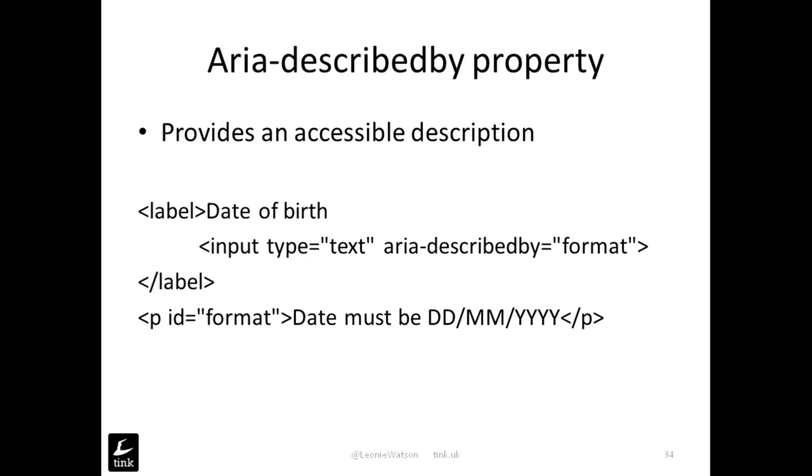You can use ARIA described by to add an accessible description, probably the second most common characteristic or property that elements have on the web. In this instance, we've just used it to tie a little bit of extra information to an input field. It wants the date of birth, so that's fine, but it requires it in a specific format. So the ARIA described by attribute on the input element, given the ID ref of the element containing the actual text, just means when a screen reader user focuses on this particular field, they'll hear the accessible name, date of birth, but then they'll automatically hear the description as well, so they'll automatically be told what that format is. So it's hooking it all together.